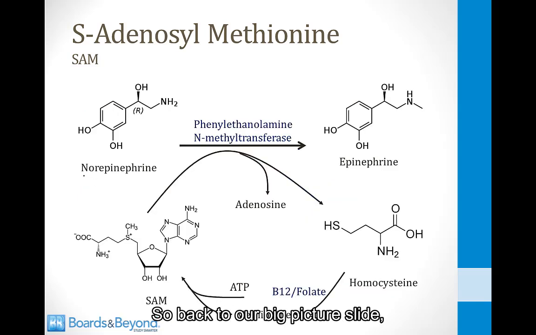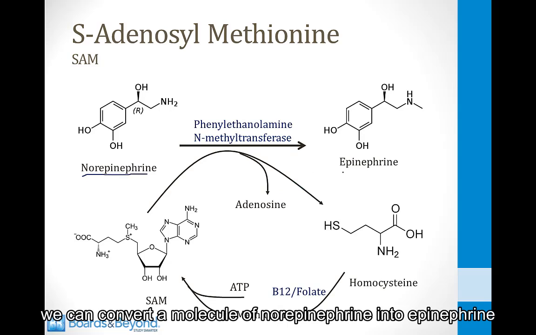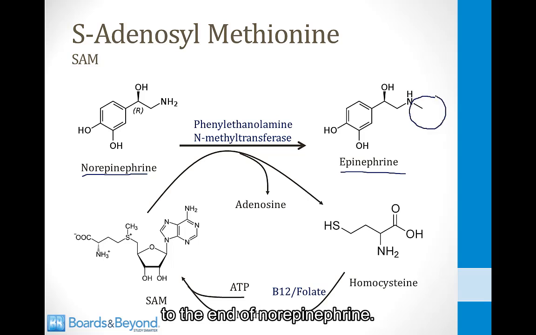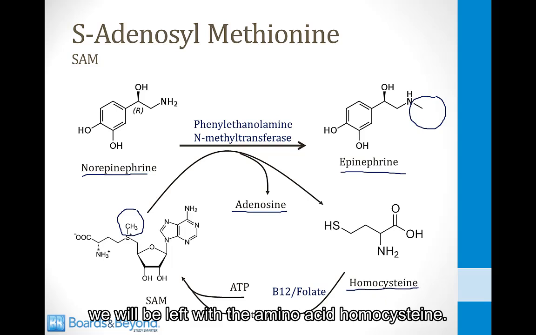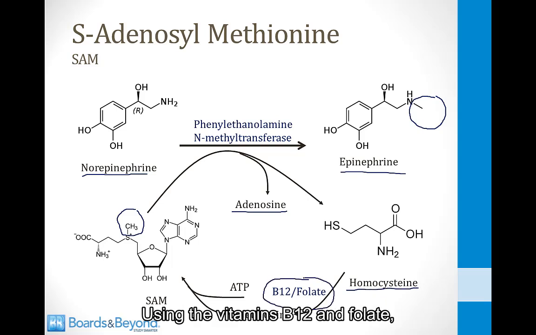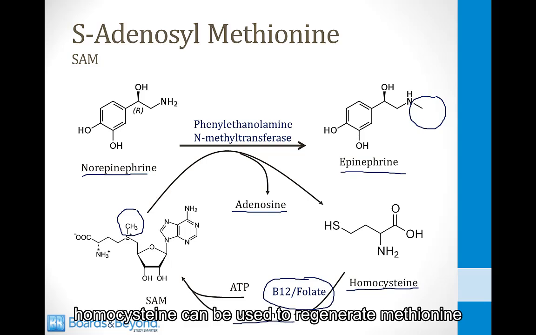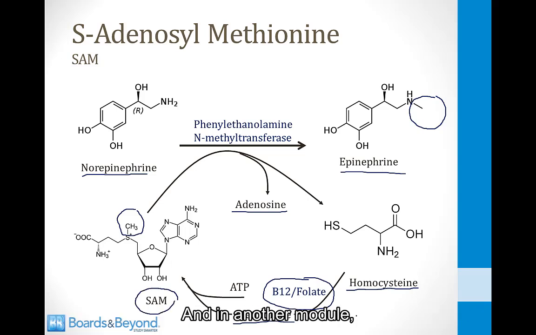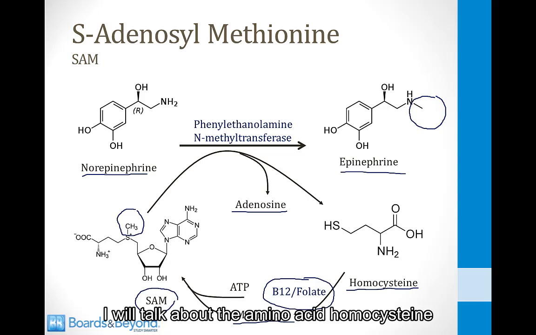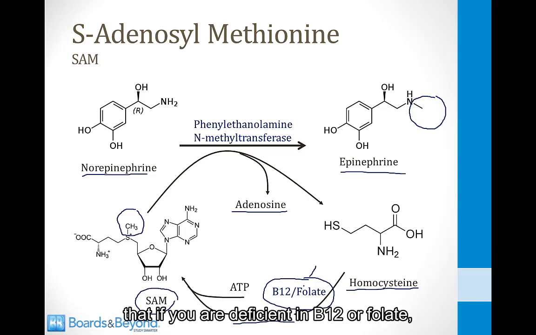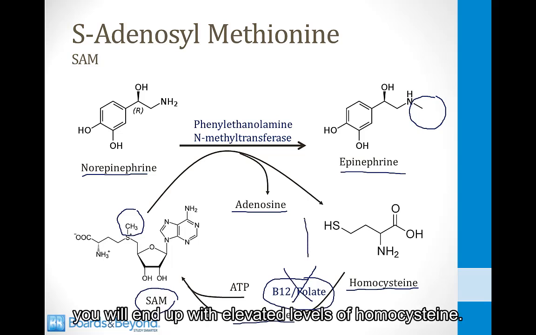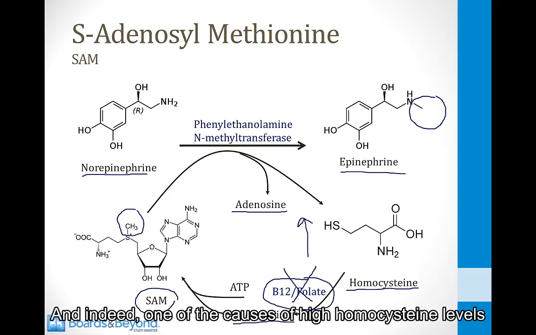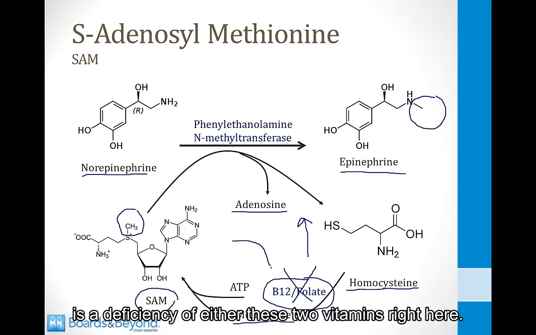So back to our big picture slide, we can convert a molecule of norepinephrine into epinephrine by the addition of a methyl group to the end of norepinephrine. That methyl group comes from this position on a molecule of SAM, and if we remove the adenosine, we will be left with the amino acid homocysteine. Using the vitamins B12 and folate, homocysteine can be used to regenerate methionine, and then methionine plus ATP can be used to regenerate SAM. And in another module, I will talk about the amino acid homocysteine, but you can already see from this picture that if you are deficient in B12 or folate, you will end up with elevated levels of homocysteine. And indeed, one of the causes of high homocysteine levels is a deficiency of either of these two vitamins right here.